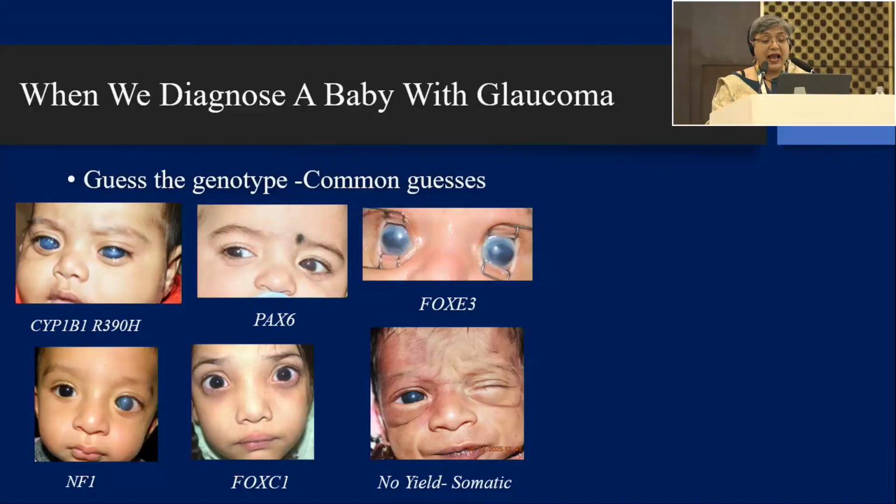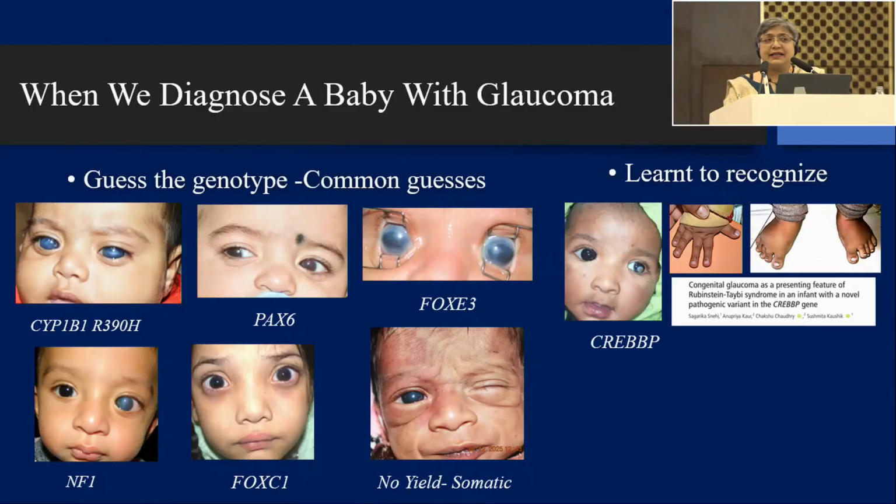nasal bridge. And we also know that in a neonatal onset Sturge-Weber, there's going to be no yield because it's a somatic mutation and you're not going to get it in the blood. So we do know, so we learn to recognize. And again, we're learning. So this is CREBBP.